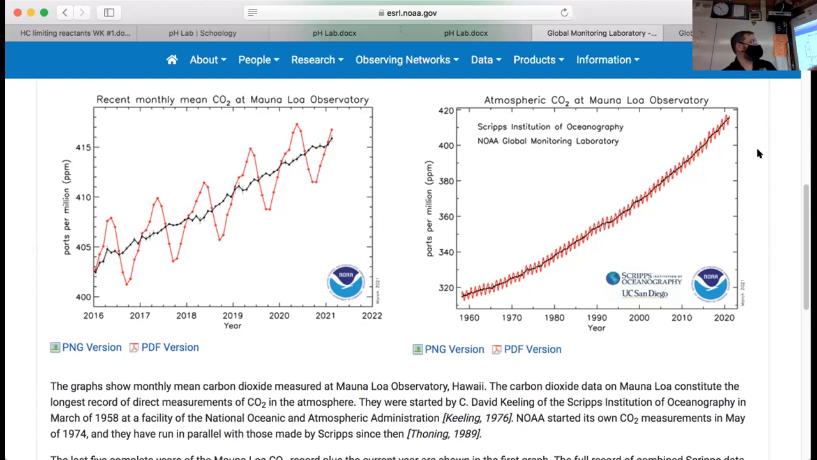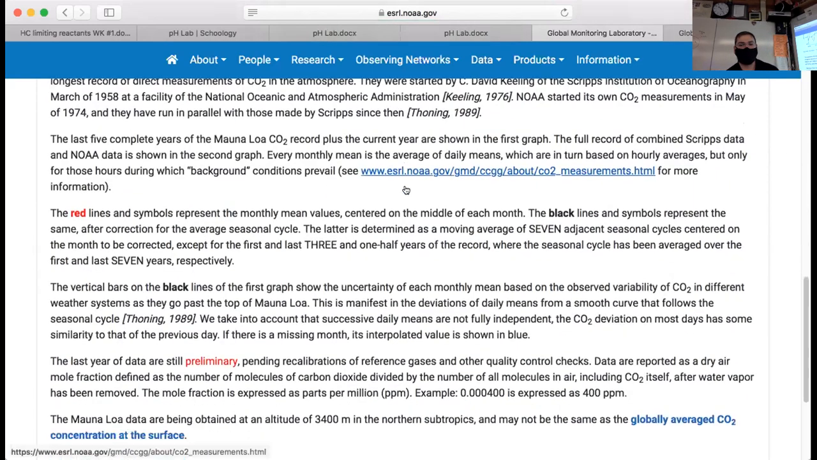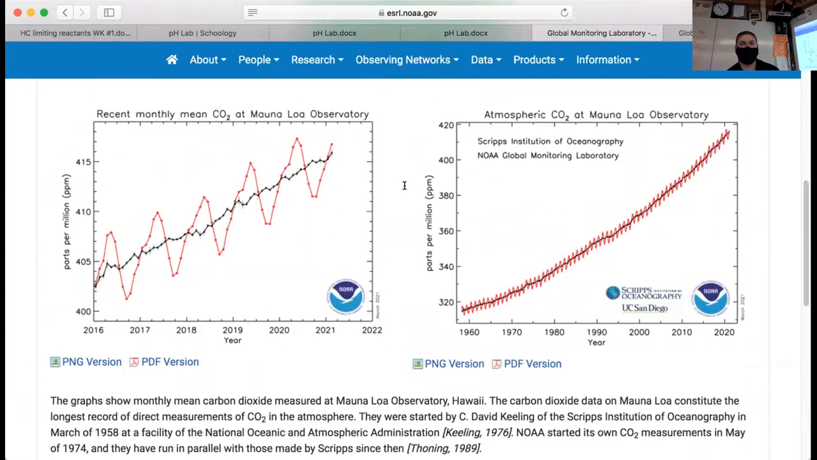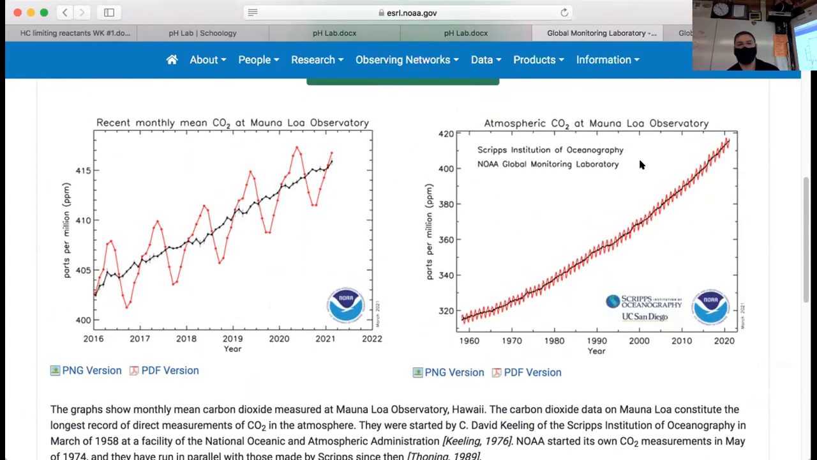So I want you to visit the site. You can look around and see what the levels are currently. At the top of the page, it has what the current carbon dioxide level is. And you can see about how carbon dioxide changes over time. So that's a big and important story.